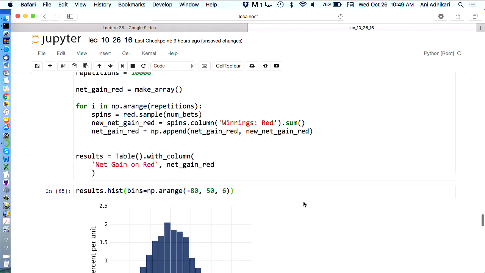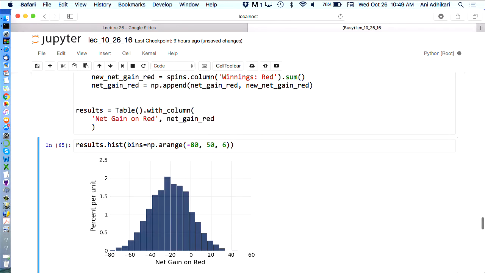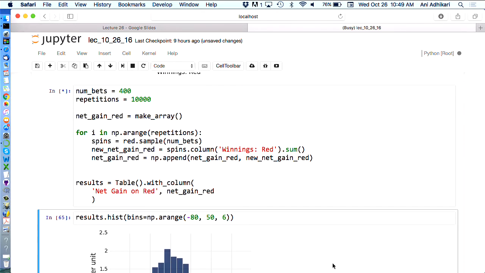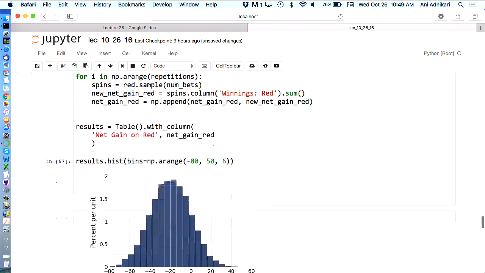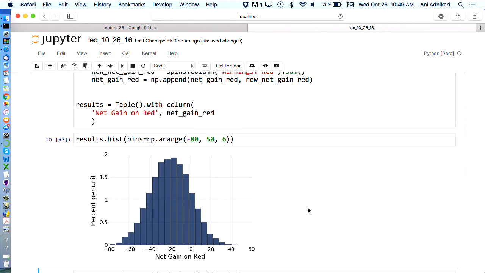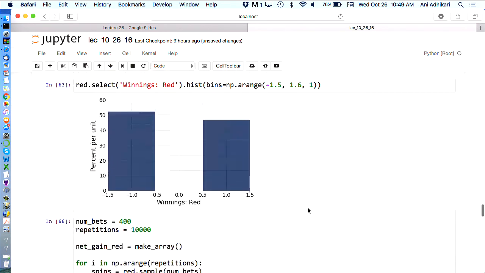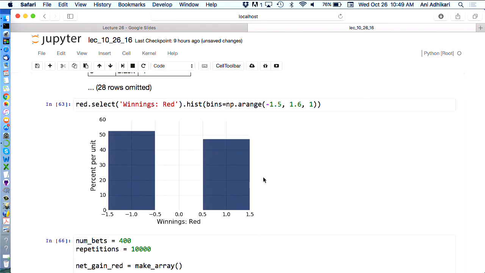Okay, so I will run it again. And again, this one's even prettier, right? You just keep doing that. You see the normal curve popping up. Note, you are sampling at random with replacement from this distribution.